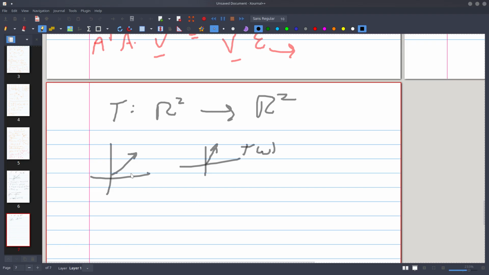Then you can check: if I double my input parameter, the size of this vector, the transformation will also double. It's pretty straightforward to see what's happening there. So yes, this is a linear transformation.